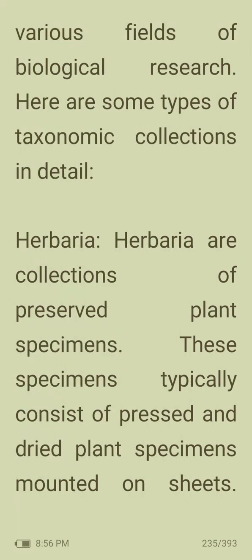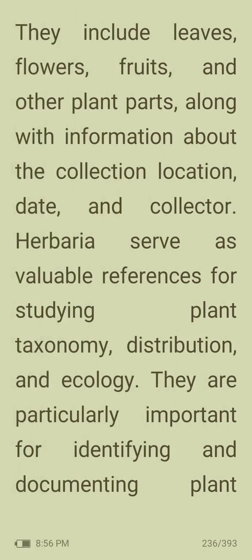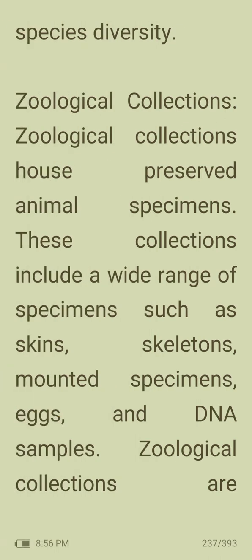So herbaria. Herbaria are collections of preserved plant specimens. We learned that these specimens typically consist of pressed and dried plant specimens mounted on sheets. They include leaves, flowers, fruits, and other plant parts, along with information about the collection location, date, and collector. Herbaria serve as valuable references for studying plant taxonomy, distribution, and ecology. They are particularly important for identifying and documenting plant species diversity.